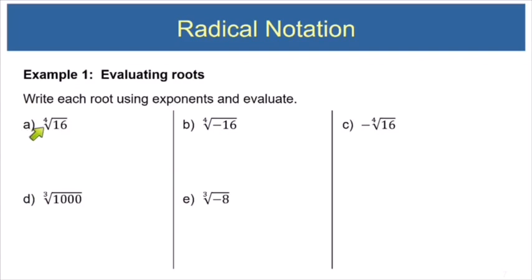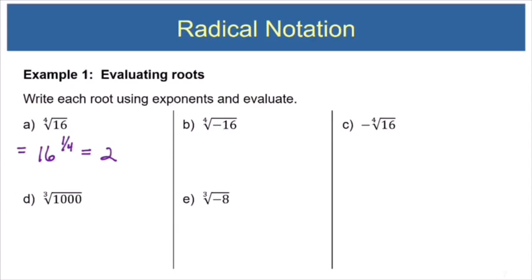So here in part A, we have fourth root of 16. Let's write that in exponential form first. 4th root of 16 could be written as 16 to the 1/4 power. In other words, we're looking for a number whose 4th power is 16, and of course that number is 2.